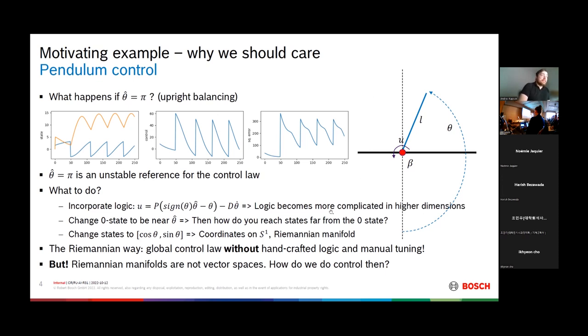If you change to this state representation, the measure of error in the controller will become smooth and you don't have to worry about any corner cases or anything else. Everything will just work. And so the Riemannian way is we can design global controllers without any handcrafted logic or workaround solutions. On the other hand, you probably know by now that Riemannian manifolds are not vector spaces in general. The big question is then how do we control them?